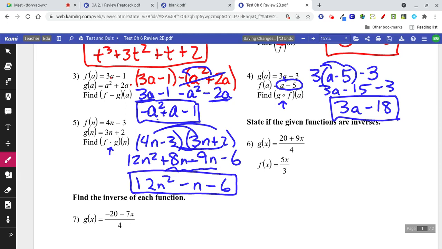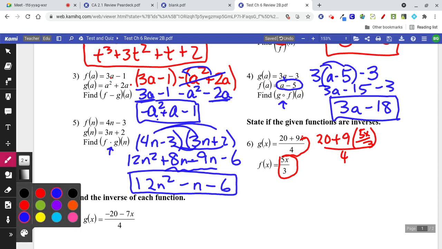Number 6, state if the two functions are inverses. It's pretty obvious that they're not going to be inverses, because there's nothing that's going to cancel out this 9. That's what inverse functions do, they cancel each other out. But how you have to show this is you have to plug a function into the other function and see if all the numbers cancel out. Okay, so if I plug f into the g function, it says 20 plus 9 times something over 4. And so what I'm plugging in is that other function, 5x over 3. So that's kind of a big old mess, but let's see what happens.